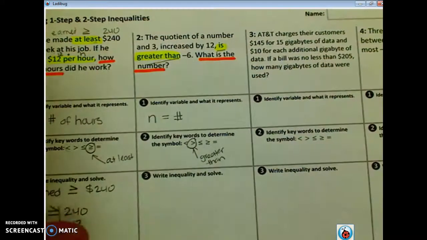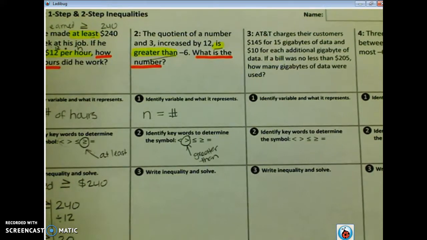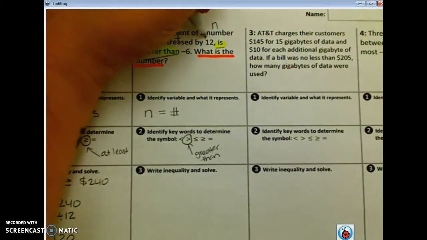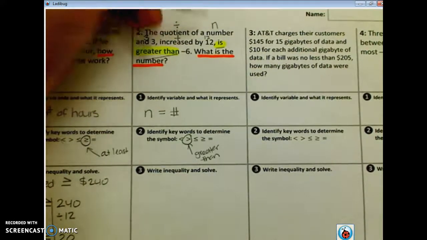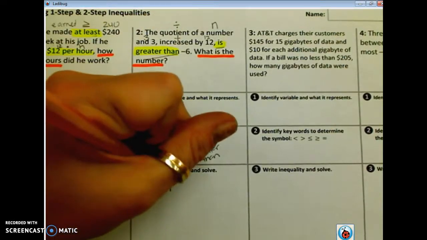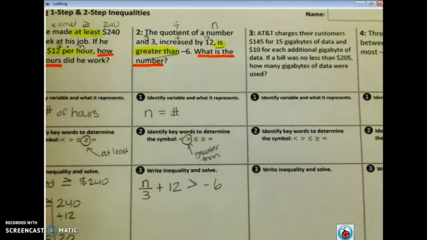All right. So now why don't you go ahead and pause the video and see what you come up with for the inequality. All right, now that you're back, let's see how you did. So quotient means to divide. The number we don't know, and 3. Increase means add, and we're adding 12. So to put it all together, you follow the order. N divided by 3 increased by 12 is greater than -6.